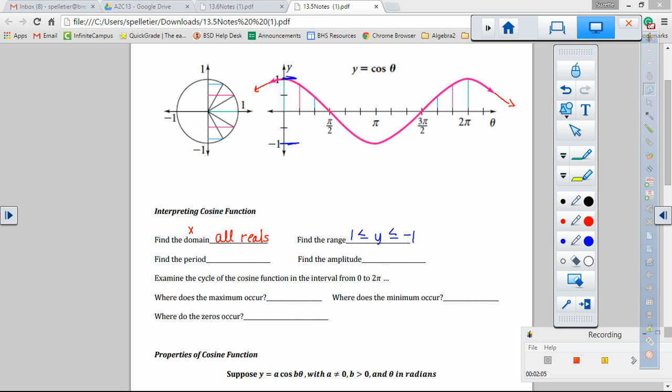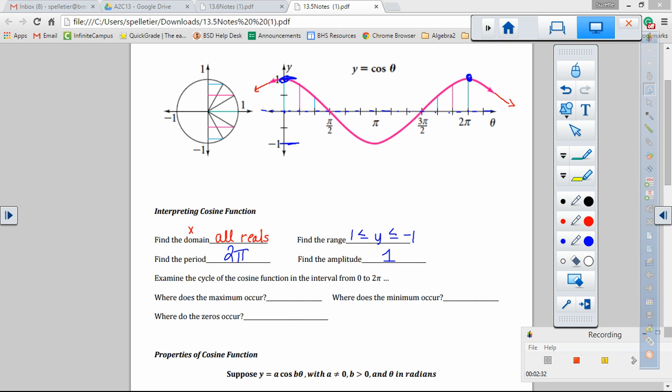Find the period of the function. So how far does the function go, beginning to end, before it repeats? So it goes between 0 and 2 pi. So the period is 2 pi. And then the amplitude, how far up and down does it go from its center? So there it is. It goes up 1 and down 1, so the amplitude is 1.